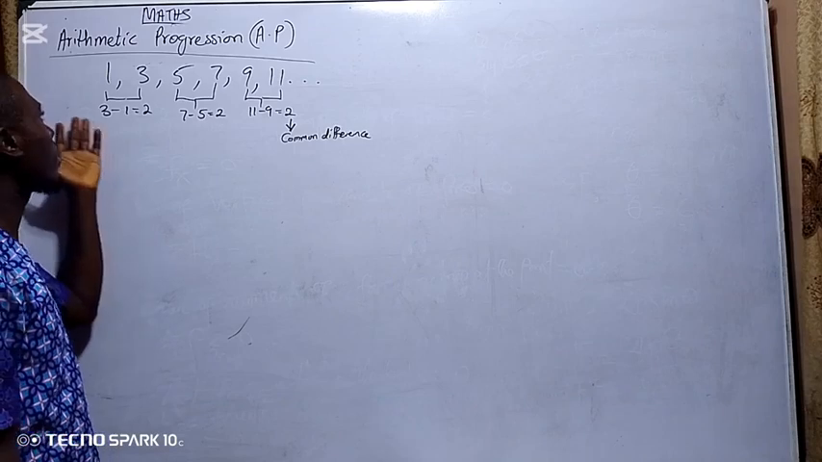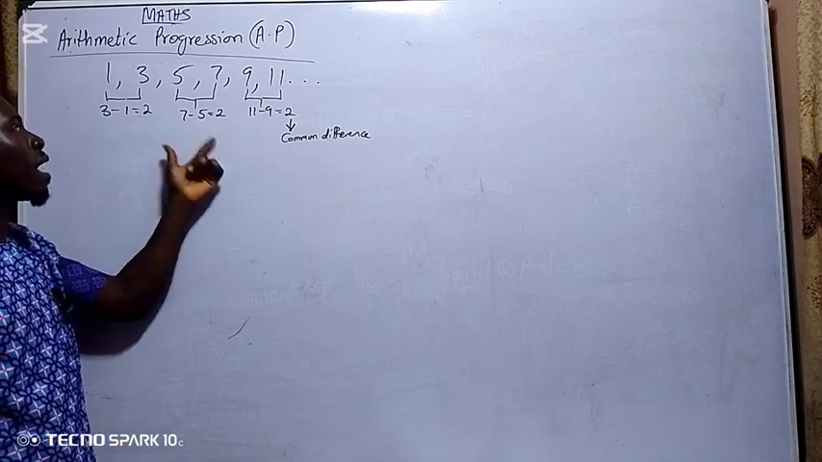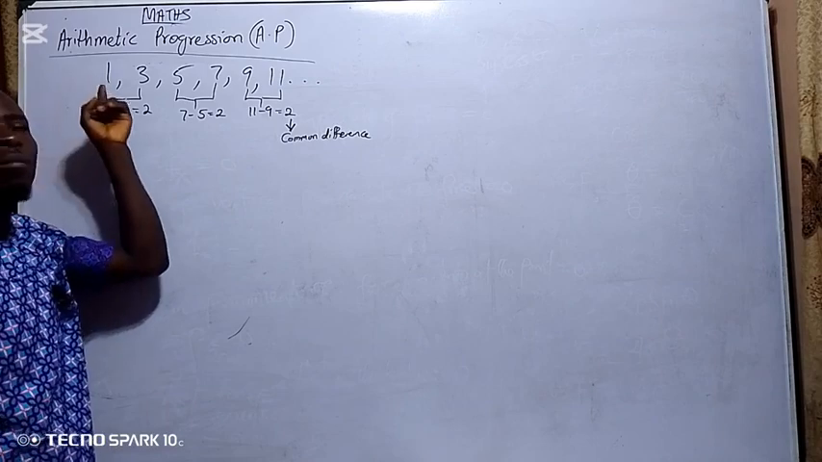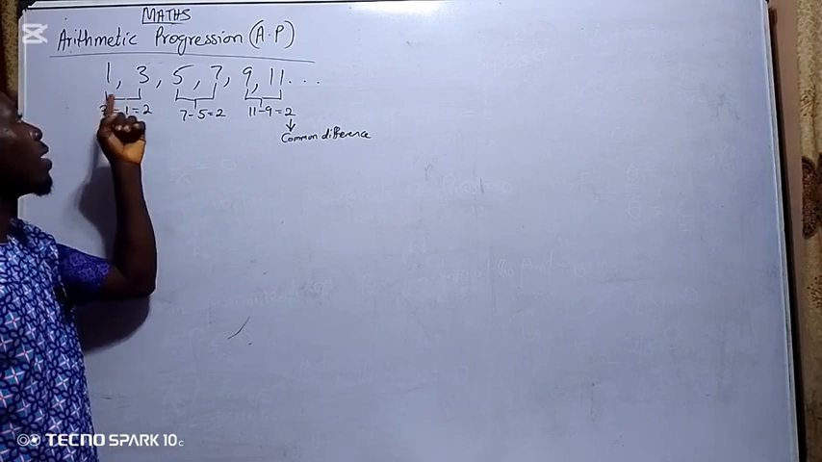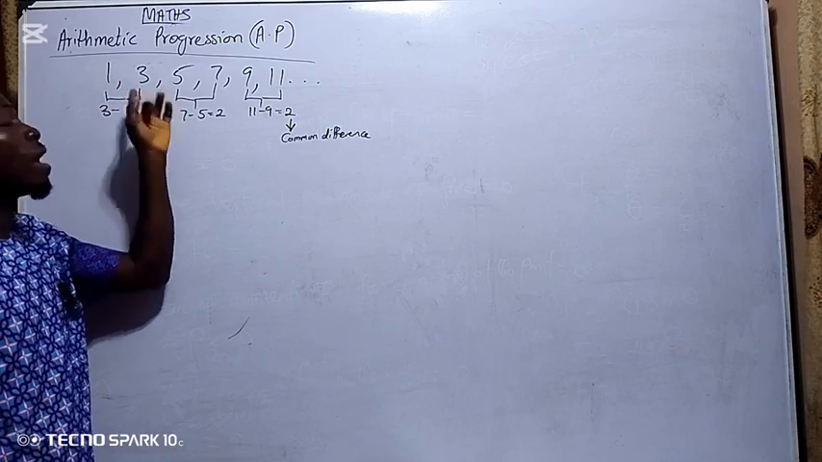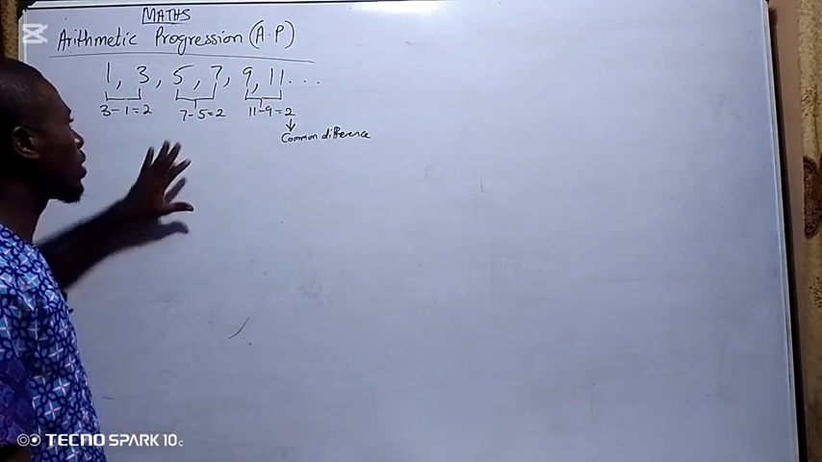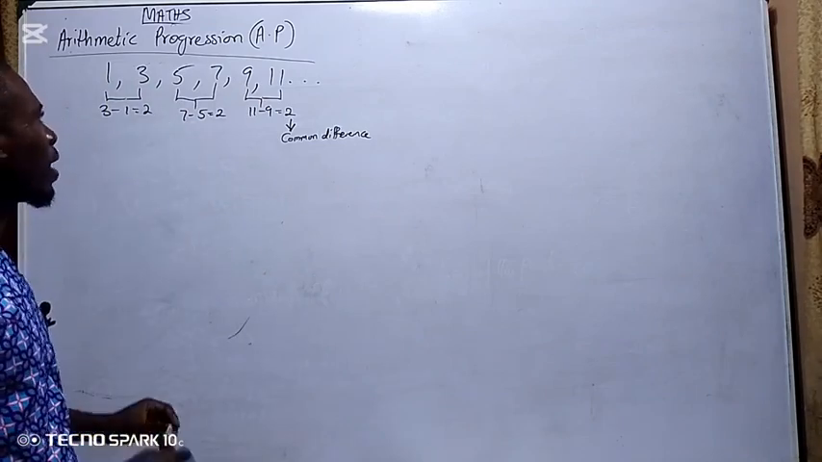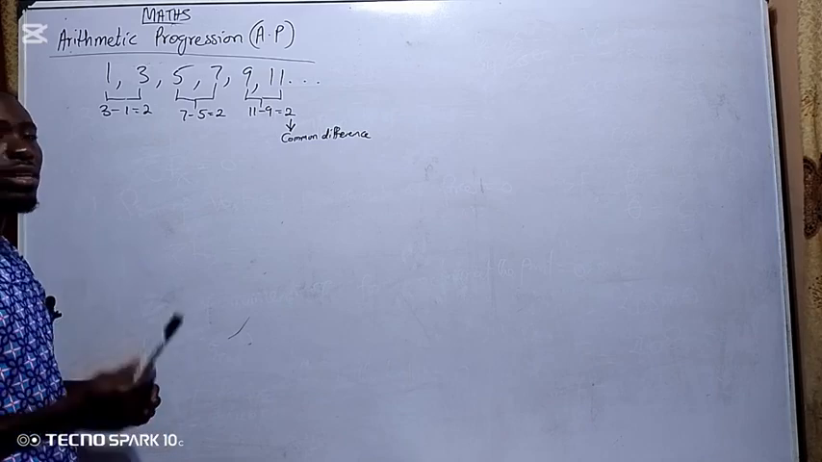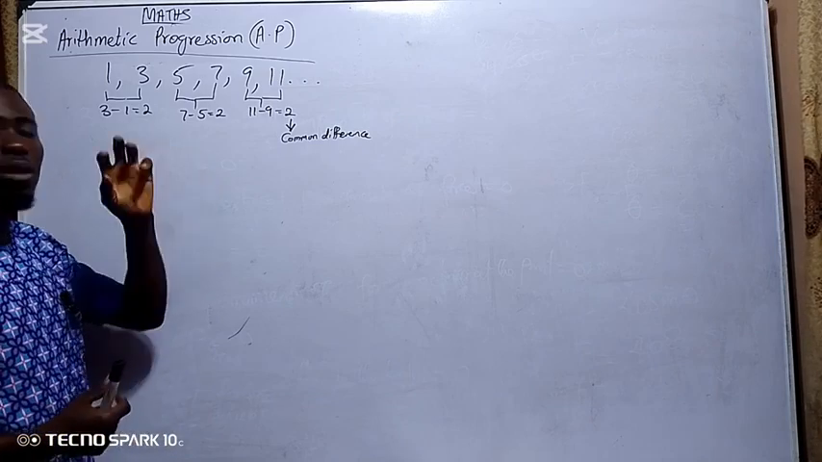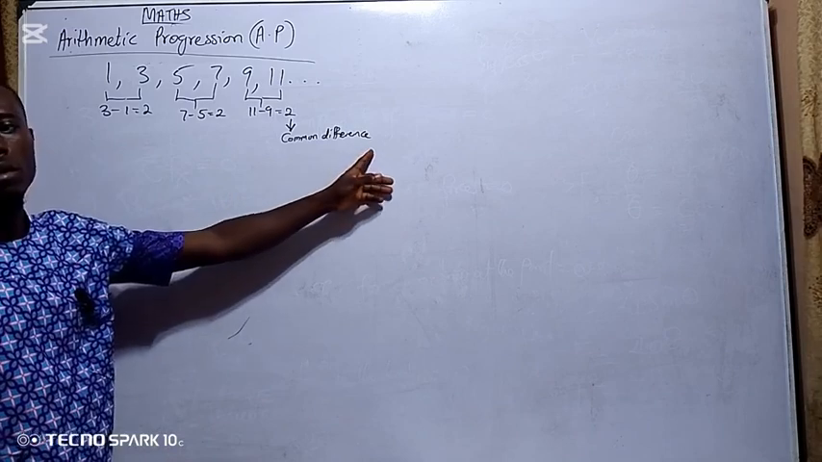So this arithmetic progression is generated by simply adding 2 to the first term to get the second term, adding 2 to the second term to get the third term, adding 2 to the third term to get the fourth term, and so on. Remember I said it is a sequence generated by adding a constant called the common difference.